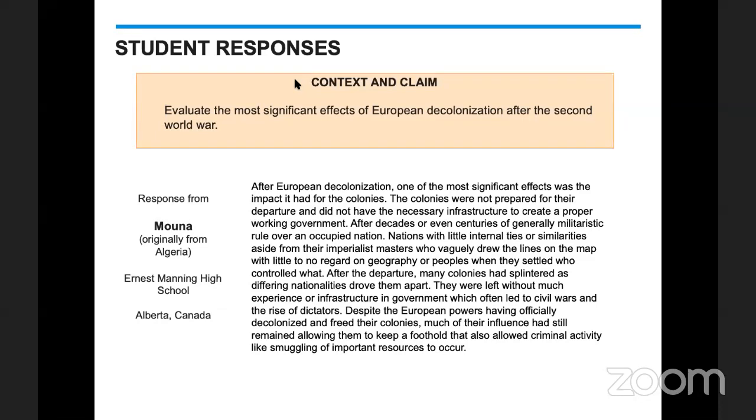Next, despite the European powers having officially decolonized and freed their colonies, much of their influence had still remained, allowing them to keep a foothold that also allowed criminal activity like smuggling of important resources to occur. So Moana, I think the claim that you're making there that begins at "despite" is really well done. It's a little implicit, but it would certainly pass and get the point. One of the things that I would encourage you to do, when you're getting ready to make the claim, is to use that language again: the most significant effects of European decolonization were, and then really cue the reader, here's what I'm going to argue.